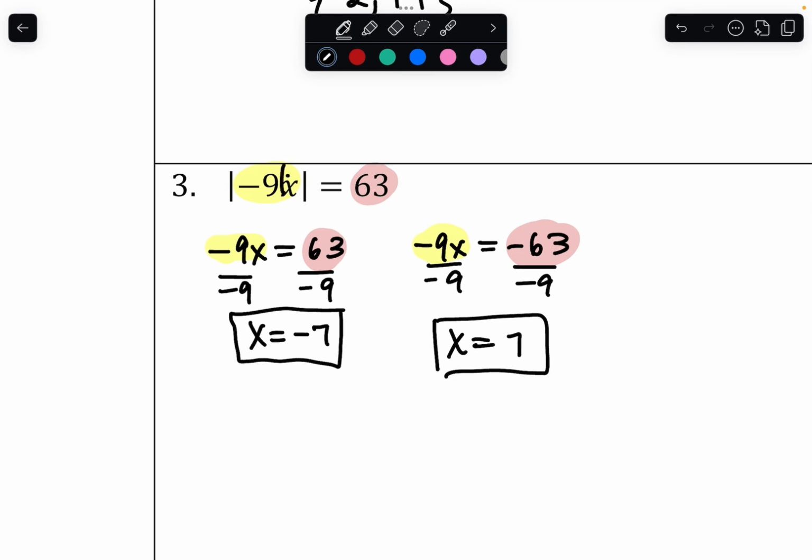If we plug in negative 7, we get positive 63 inside the bars, which does equal 63. And then same if we plug in positive 7, we would get a negative 63 inside the bars, but after the absolute value, it would become positive. So both of those solutions work.